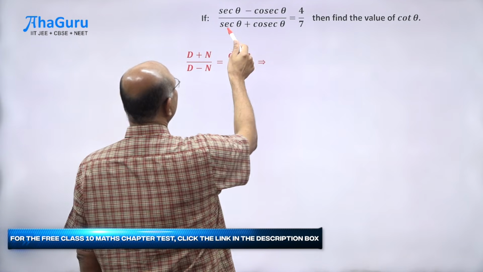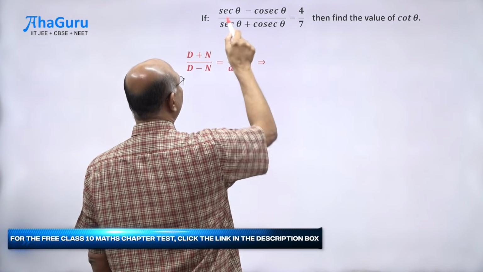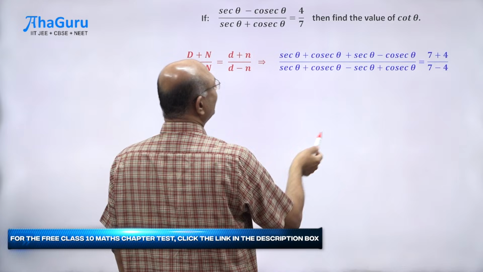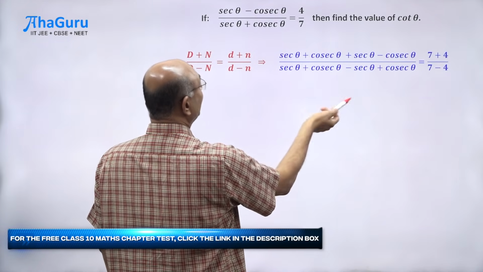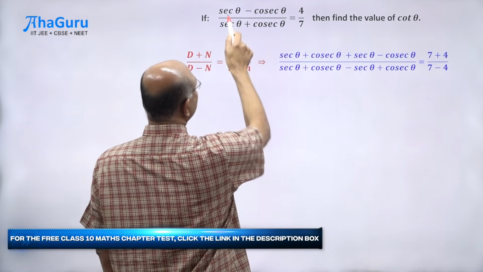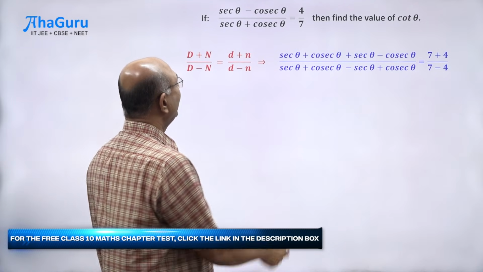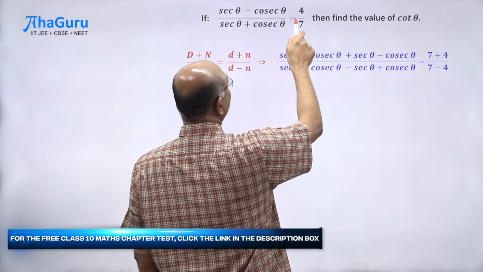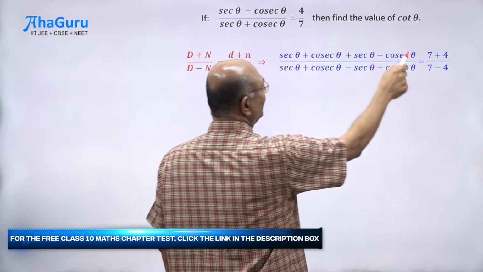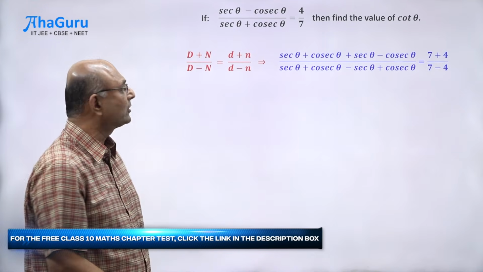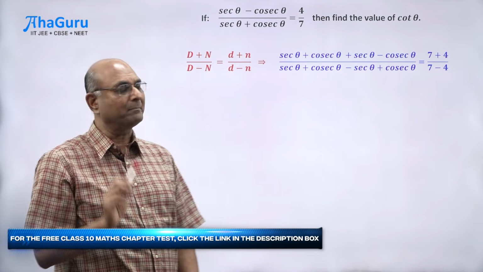So what does that mean here? Well, secant theta plus cosecant theta plus secant theta minus cosecant theta divided by secant theta plus cosecant theta minus of the numerator, minus secant theta, minus of minus will give you plus cosecant theta. And on the right side, what will happen? Well, 7 plus 4, you should do the exact same thing. So 7 plus 4 by 7 minus 4. Denominator plus numerator by denominator minus numerator.